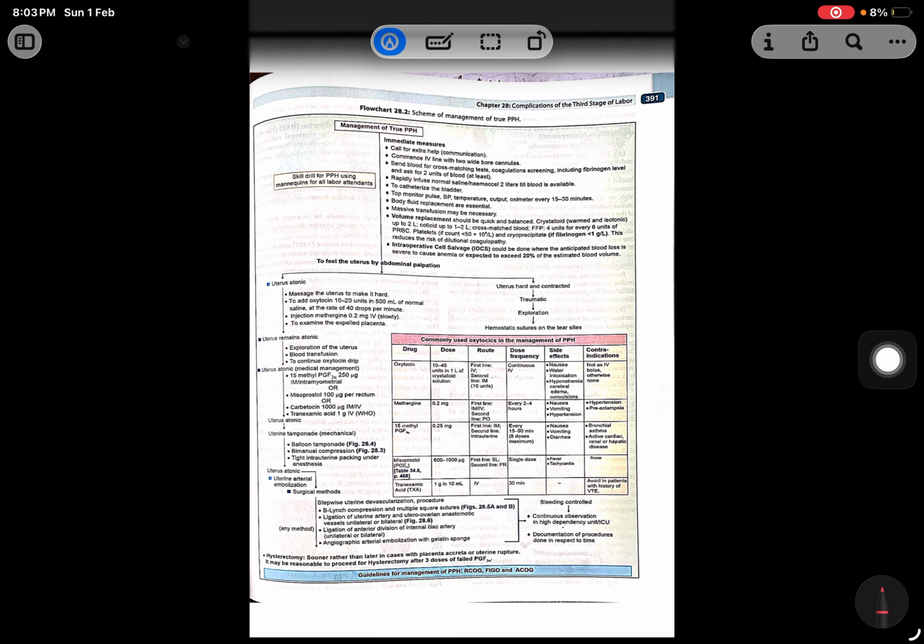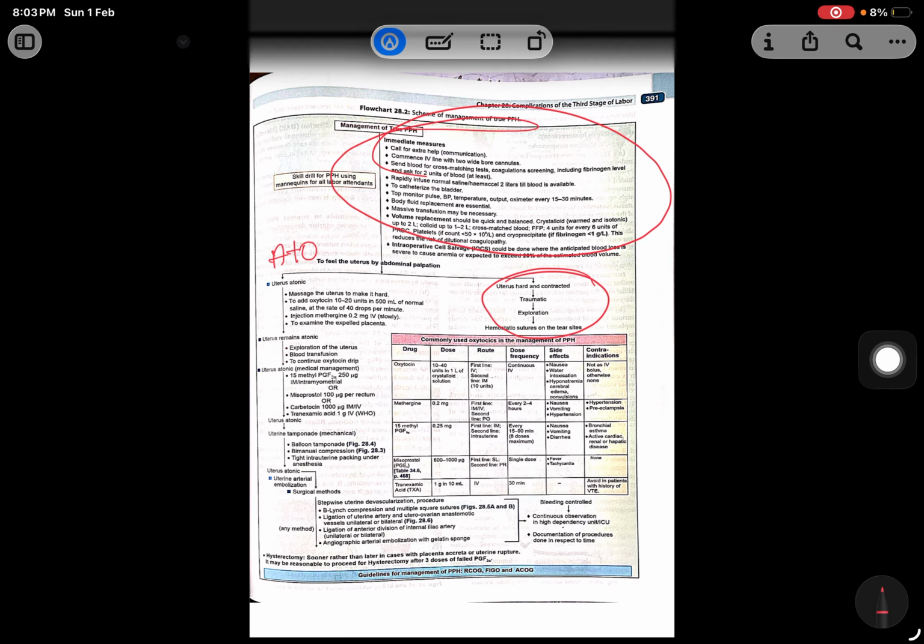Okay. True PPH, as I told, this is what you have to write. I'm sure you will write about it, but basically you have to know the cause, whether it's an atonic PPH or a traumatic PPH, because these are the two common causes. If it's a traumatic PPH, you have to check where the bleeder is, and ligate it so that you stop the bleeding. But the major thing is atonic PPH.